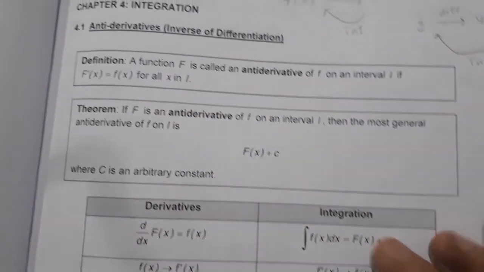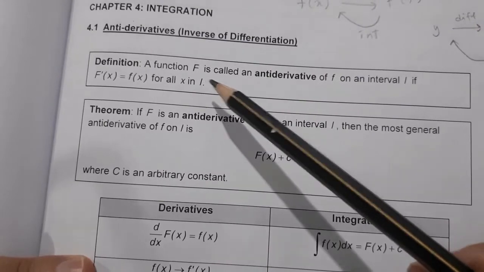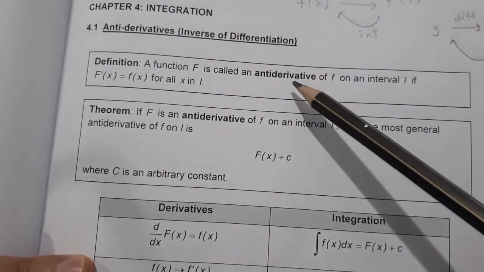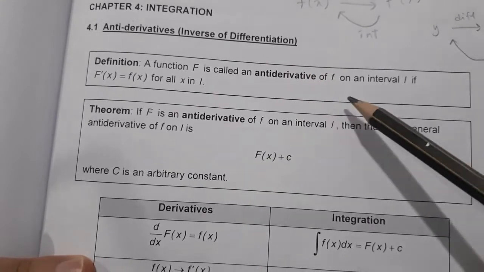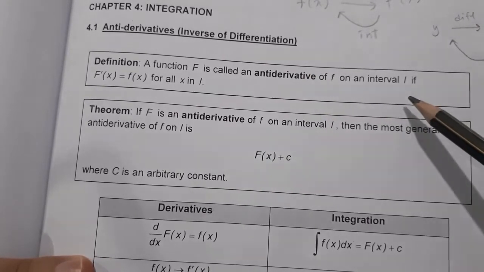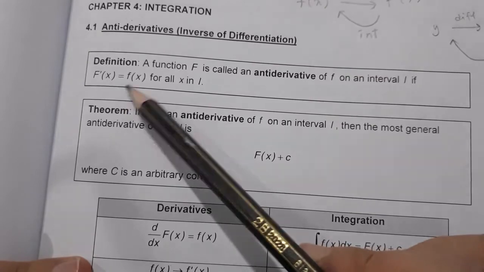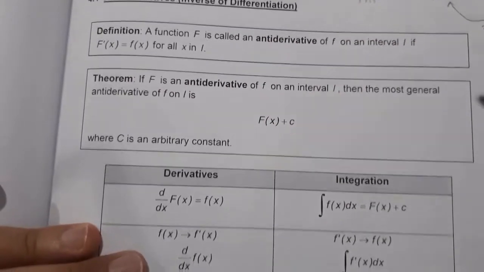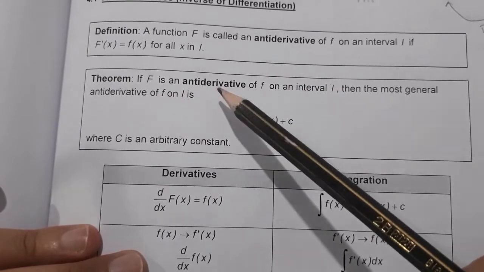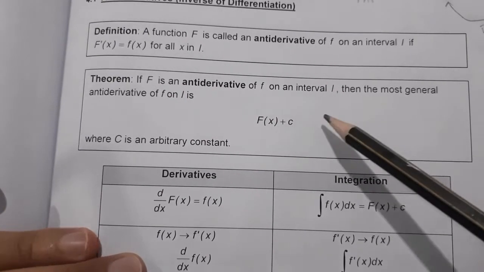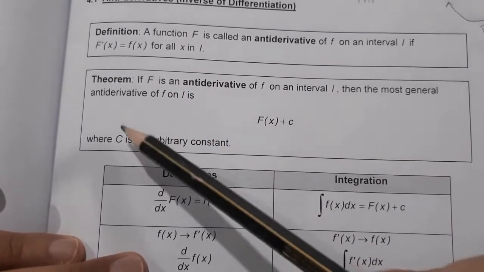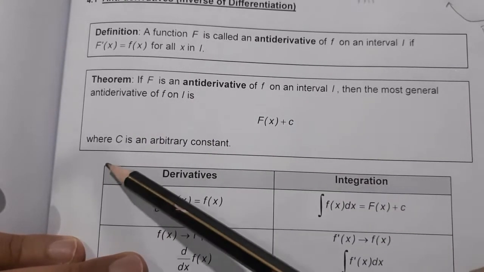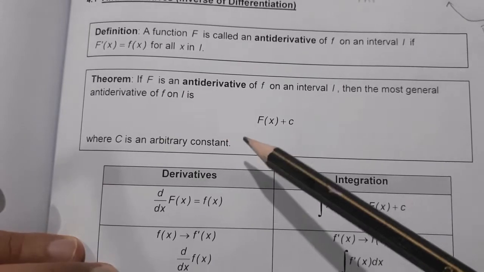Let's look at the definition. A function F is called an antiderivative of f, or the opposite of derivative, on an interval I if F prime x equals f(x) for all x in I. Theorem: if F is an antiderivative of f on an interval I, then the most general antiderivative of f on I is F(x) plus c, where c is an arbitrary constant.